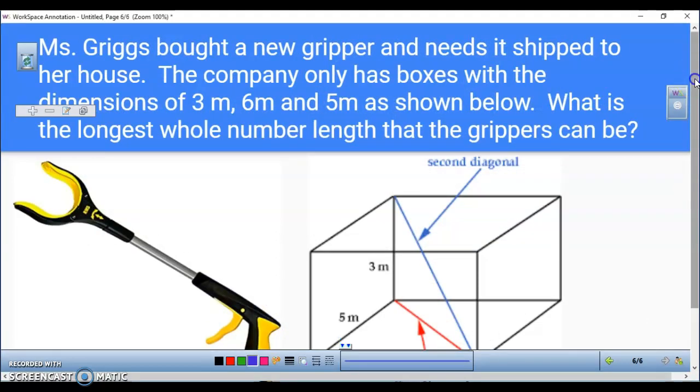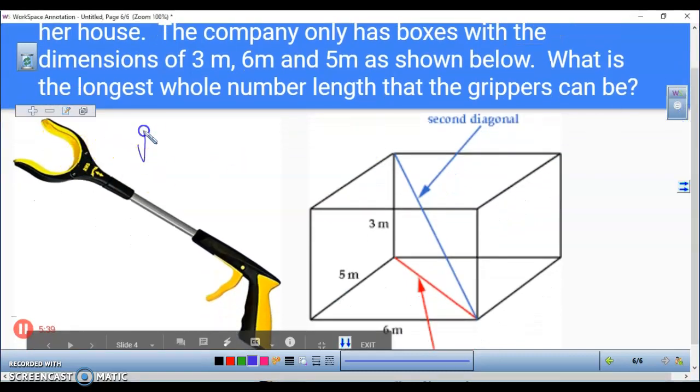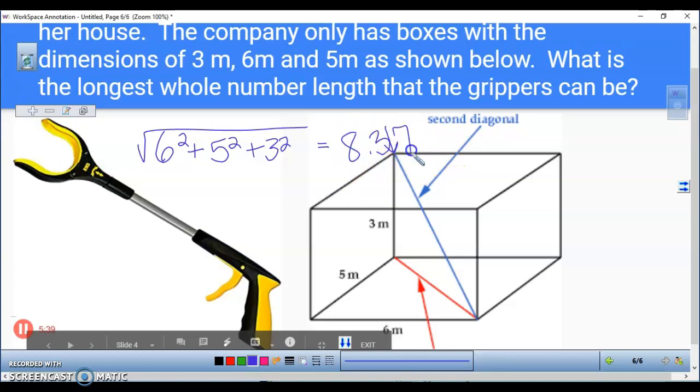What you do on the shortcut is you take the square root of all 3 dimensions squared. So 6 squared plus 5 squared plus 3 squared, and that will give you this blue line going diagonally through the box. You put those all underneath the square root. You can use your calculator for this, or you can do it manually. That gives me 8.37. And we're talking meters here. So this line is 8.37 meters.